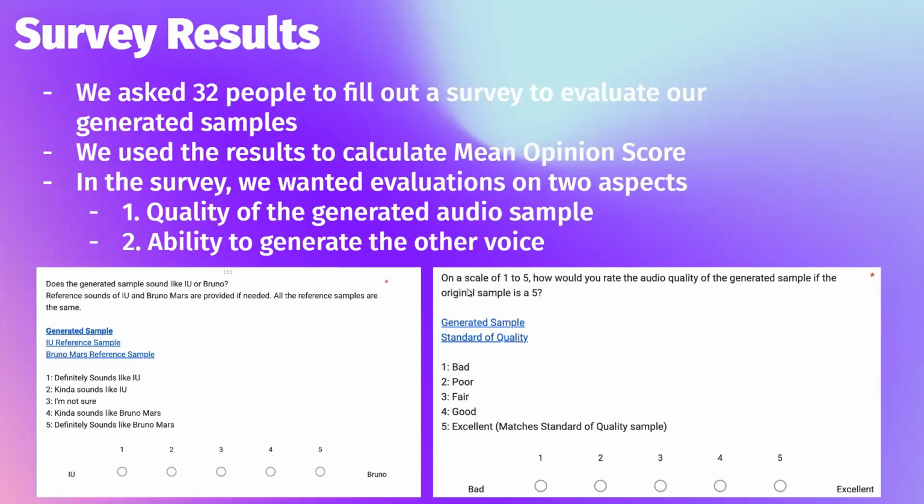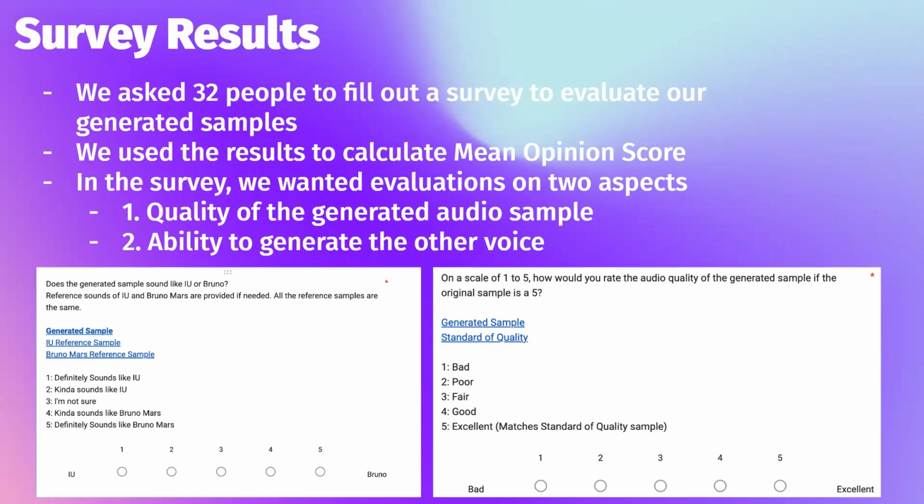Once we got those results and we trained on our own datasets, we asked 32 people to fill out a survey to evaluate our generated samples. We used the survey results to calculate mean opinion score. Mean opinion score is when we ask the participants to rate our samples from 1 to 5, 1 being really bad and 5 being really good. We get the mean of those, and that's the score.